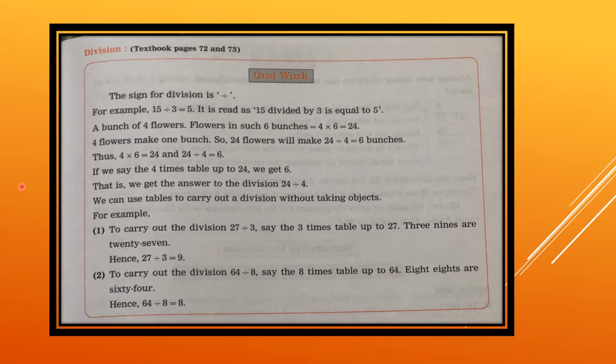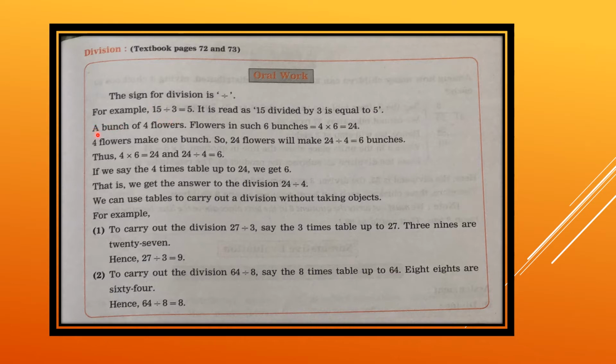The sign for division is this. You will see a subtraction sign and two dots, one on top and one at the bottom. So this is what the division sign looks like. For example, 15 divided by 3 is equal to 5. It is read as 15 divided by 3 is equal to 5, just as I read this before.